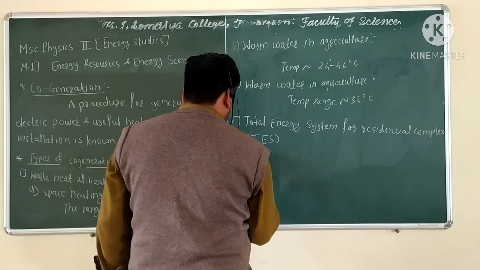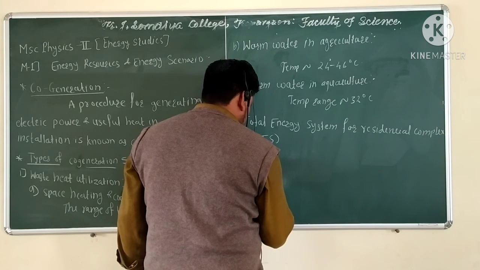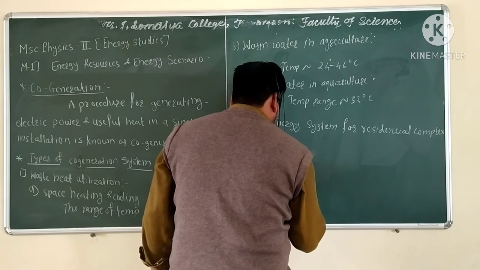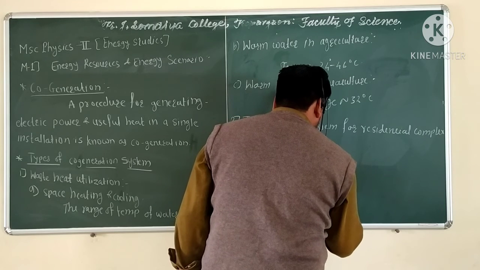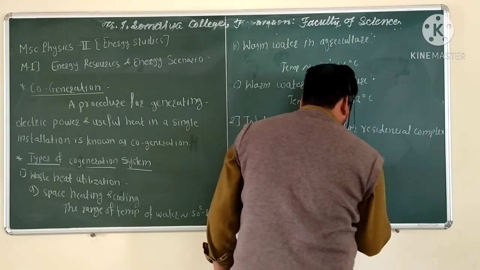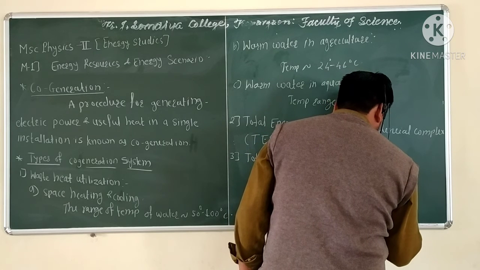And the third main type of the cogeneration system is the total energy system for industries.